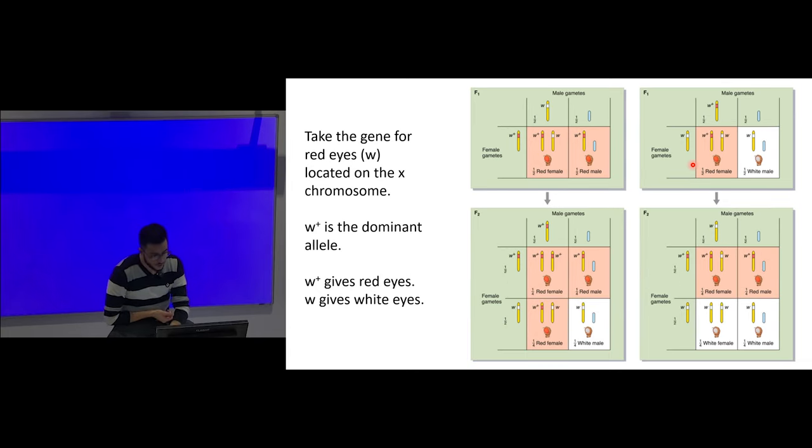So these are just more examples of these crosses. So again, remember in this case, when we're talking about sex-linked inheritance, you have to think about X and Y chromosome and not about alleles. So you'd put the chromosomes here. The Y chromosome does not have the gene for eye color, and so we don't really care about it, okay?